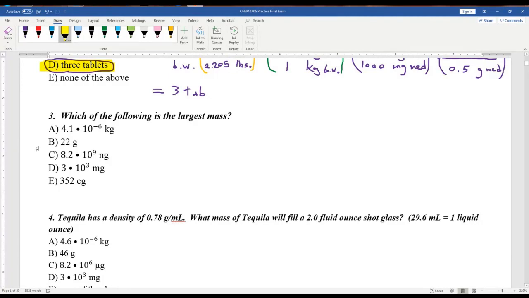So what I'm going to need to do here is convert them each to the same unit. Since a lot of these are prefix units, centigram, milligram, nanogram, kilogram, I'm going to want to convert them to the base unit, because I think that'll be the simplest conversion to do for each of these. So for the first one, I have kilograms. I can convert kilograms to grams.